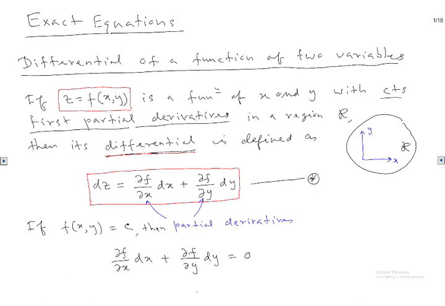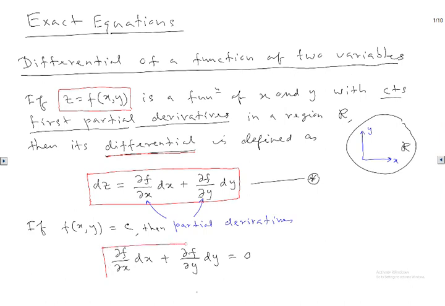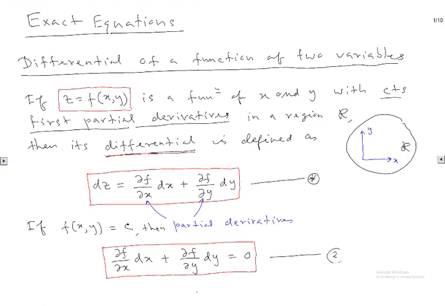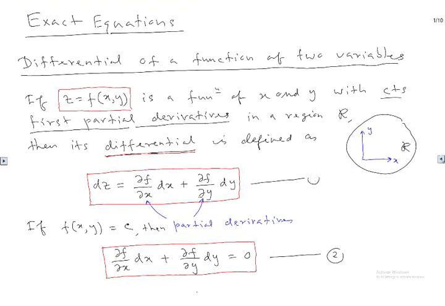That is the key part for what we're trying to do today. If the function is a constant function, there cannot be change in the function even if we change x and y. So in that case, the differential is simply equal to 0. I'm going to call this equation number 2, and the differential I'm going to call equation number 1. So let's call this equation number 1.